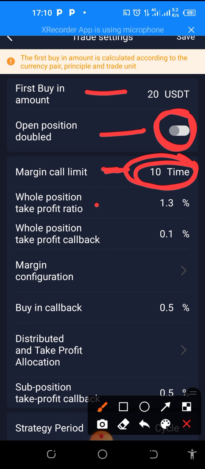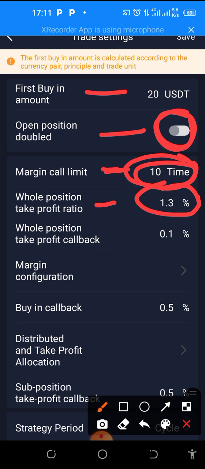The next thing is the whole position take profit ratio, where you have 1.3%. What that simply means is that you want the robot to take profit for you at every 1.3% upward price movement. You can put anything there. I basically advise 1.3, 1.5. But if you're sure the market is going to seriously go up, you can do more than that. You can put 2%, 3%, 4%, even 10, 20%. But it depends on you.